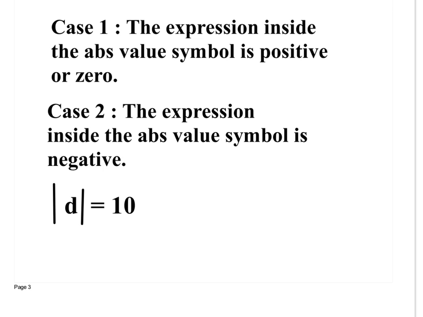Before, we were just solving expressions. Now we're going to solve an equation. To do that, you have to look at it in two different ways. Case 1 is when the expression inside the absolute value symbol is positive or 0. So you're going to have to look at it in the first time and say everything in there is positive. Then you have to take another look at it. And for case 2, you have to say that the expression inside the absolute value symbol is negative.